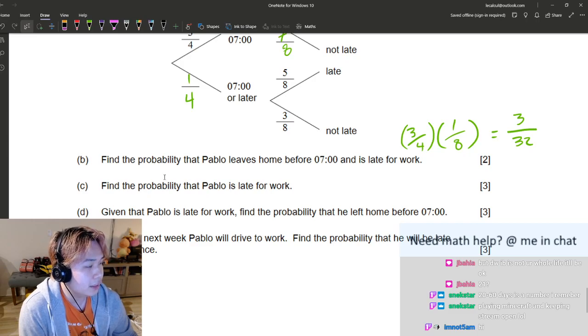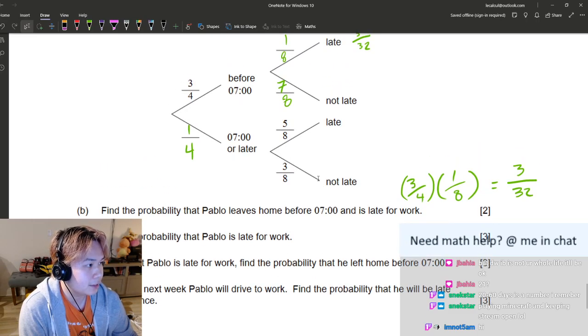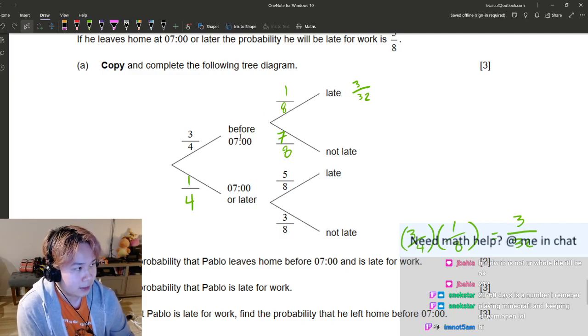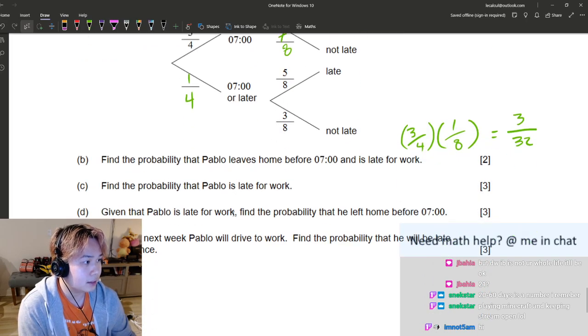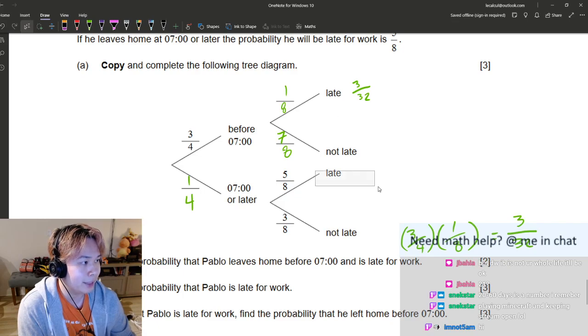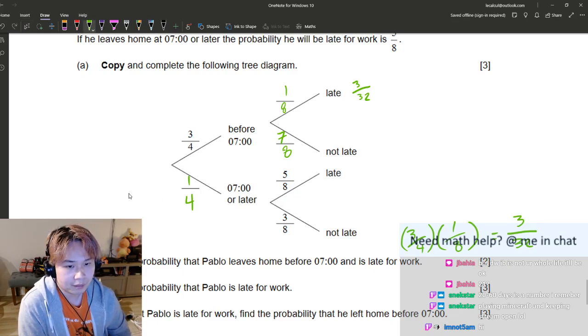Okay, find the probability that Pablo's late for work. So there's two instances where he's late, right? He has a chance of being late if he leaves before 7, and he has a chance of being late if he leaves after 7. So the probability that he's late overall is the probability of these two branches together.